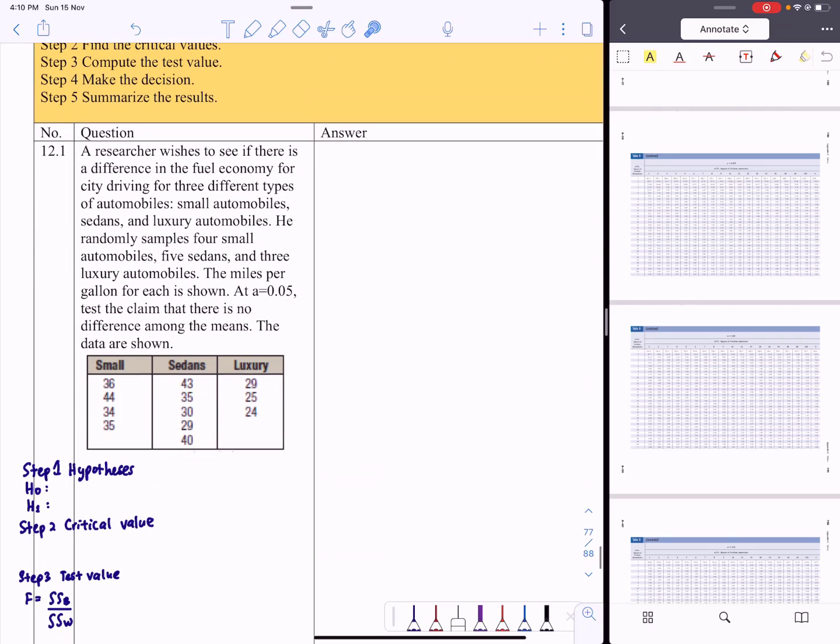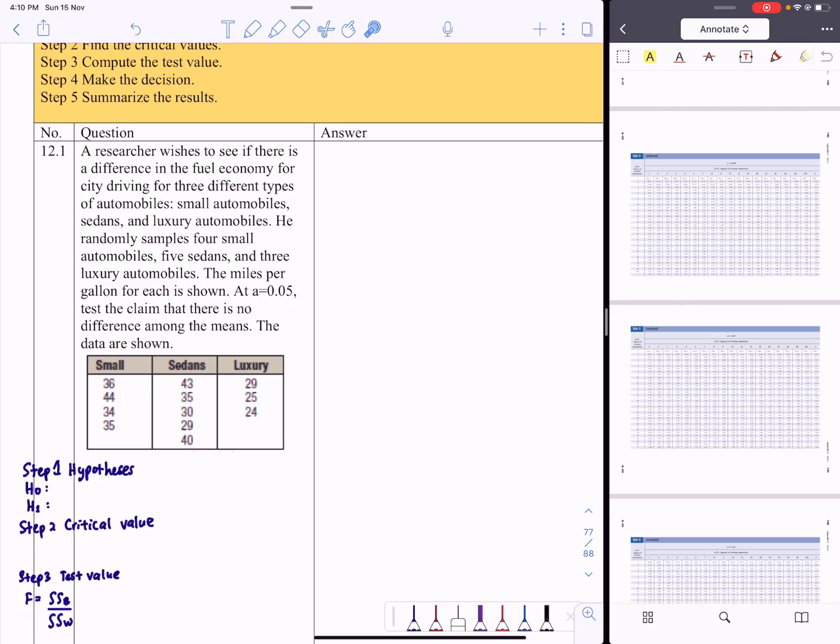For example, here we have the automobile with the fuel consumption. Fuel consumption for the small car, for the sedan, and for the luxury. We want to check whether the small, sedan and luxury have significantly different fuel consumption. Gas yang digunakan tu, minyak yang digunakan tu sama ke tak for these 3 groups, small, sedan and luxury. Okay, this is the understanding.